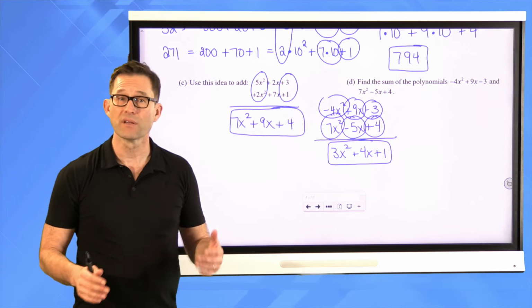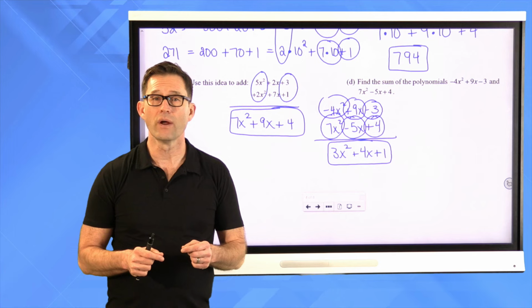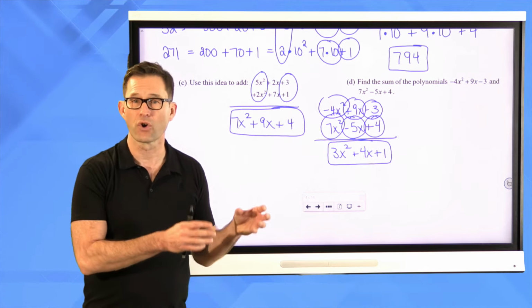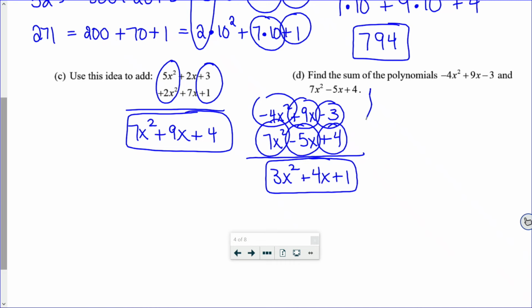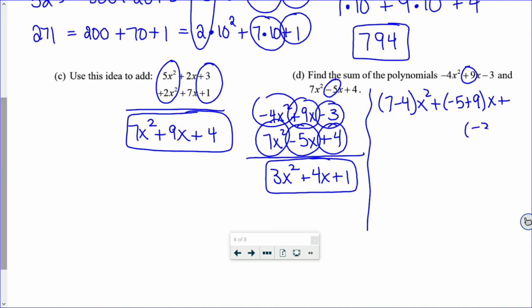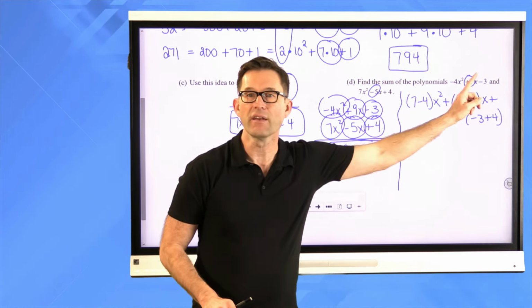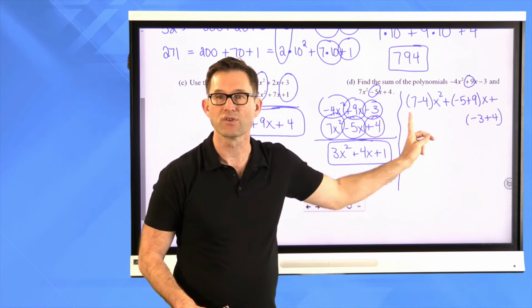Another way to do it is to literally, again, go back to this idea, right, that what I'm doing is simply adding up how many of each type of term I have. So I could literally say, well, for my x squareds, I have 7 minus 4 x squared. Then for my x to the firsts, I have negative 5 and 9 times x. And then for my constant term, I have negative 3 plus 4. Right? So literally, I'm more formalizing it. I've got the 7 and the negative 4, and they're both attached to the x squared. So I have to combine those.